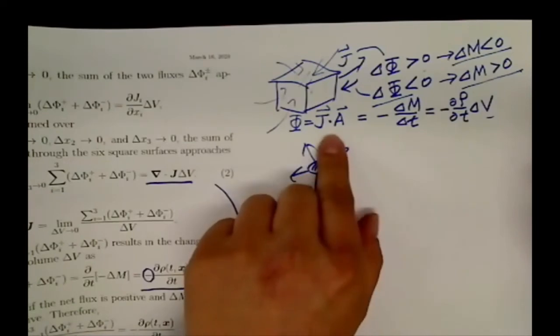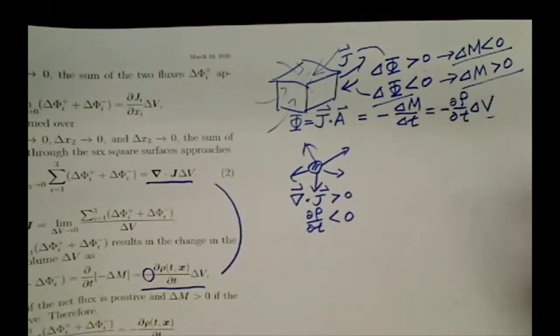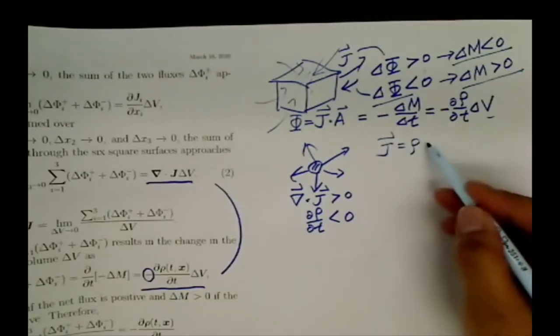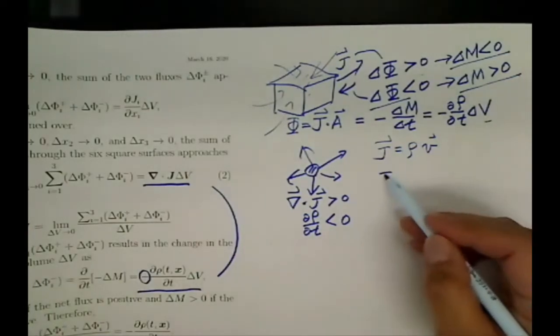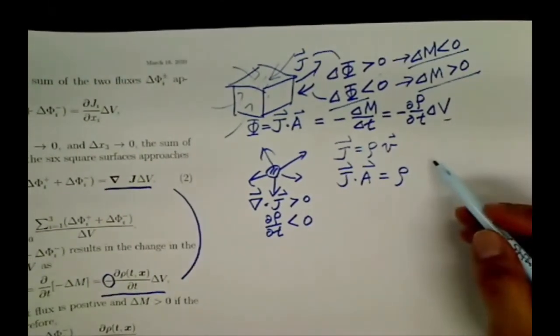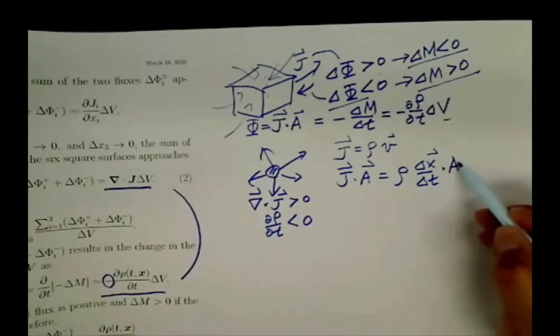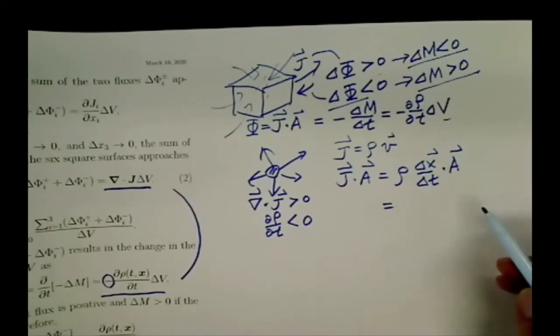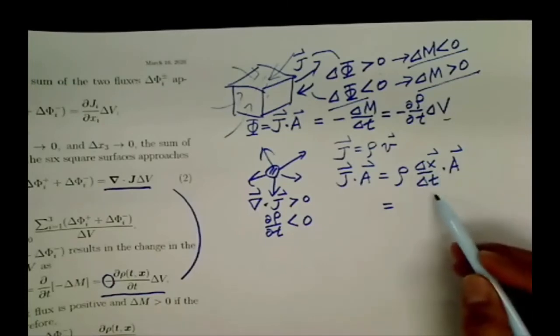So flux J dot A must be the same as the time rate of mass change with negative sign. This comes from the definition of the current density. Well, J equals rho V. J dot A equals rho V delta T delta X dot A. Delta X dot A is delta V.